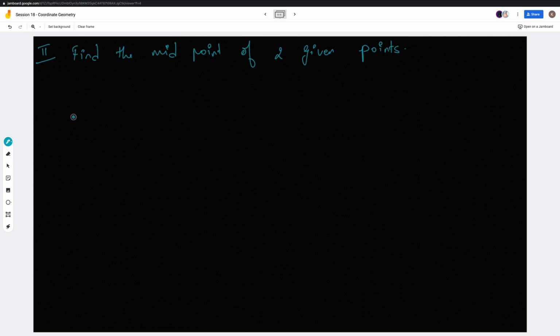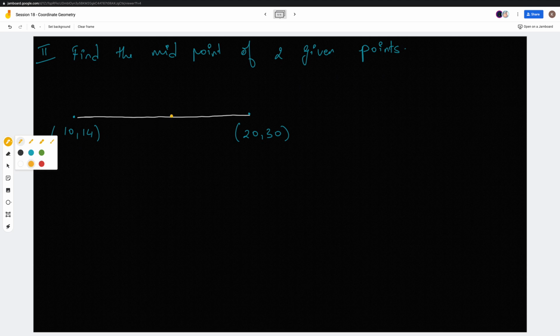So for example, you have a point over here which says 10, 14. You have another point here which says 20, 30. Right? Now there is a line that is joining these two. My question is, I need to find out the exact center point, and then you will have the x coordinate and y coordinate. You just have to find out this midpoint. So this is the midpoint, and you don't know how to find this.